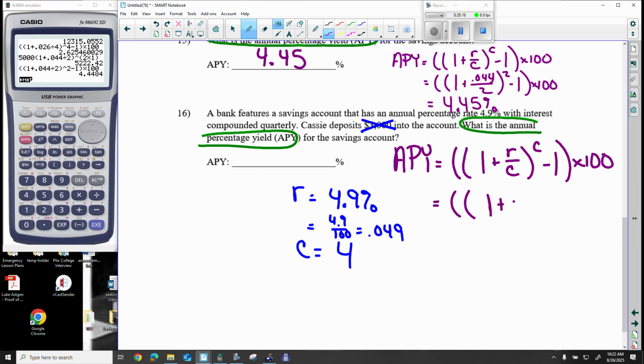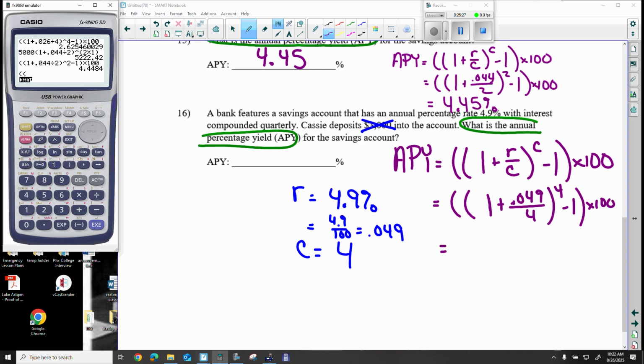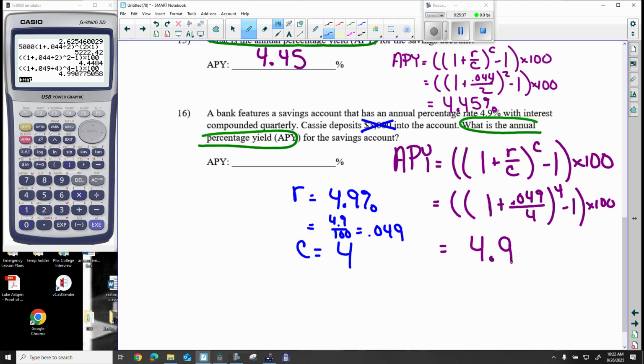1 plus the rate divided by the compounds to the compounds minus 1 times 100. .99% to you and I. That's really close. That's most likely the correct answer. All right, here, that is your review.